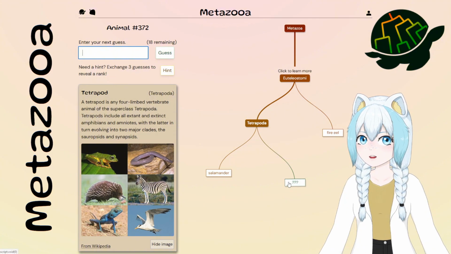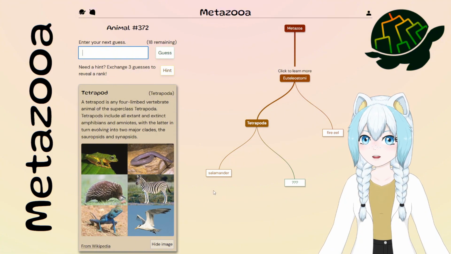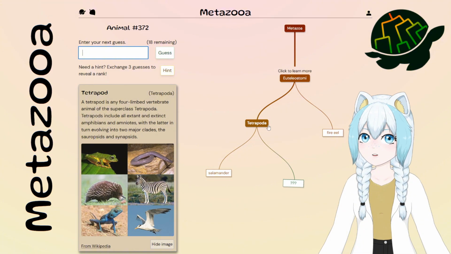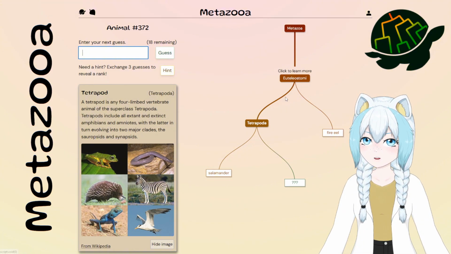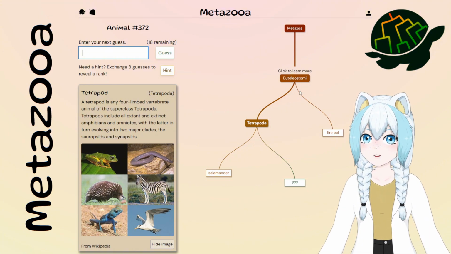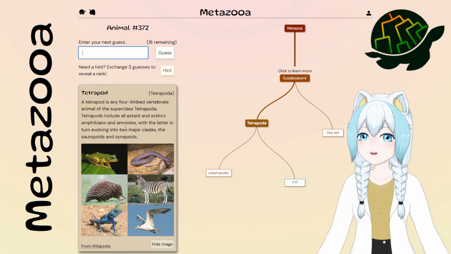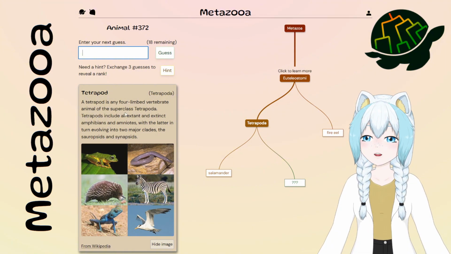How do we know that? Well, to get to a salamander, it's just one single node of a difference, versus to a fire eel, it's 2. There are things in between these different nodes or boxes, however, for the purpose of this game, we just don't see them. Let's see, so a tetrapod is any 4-limbed vertebrate animal in the superclass Tetrapoda.